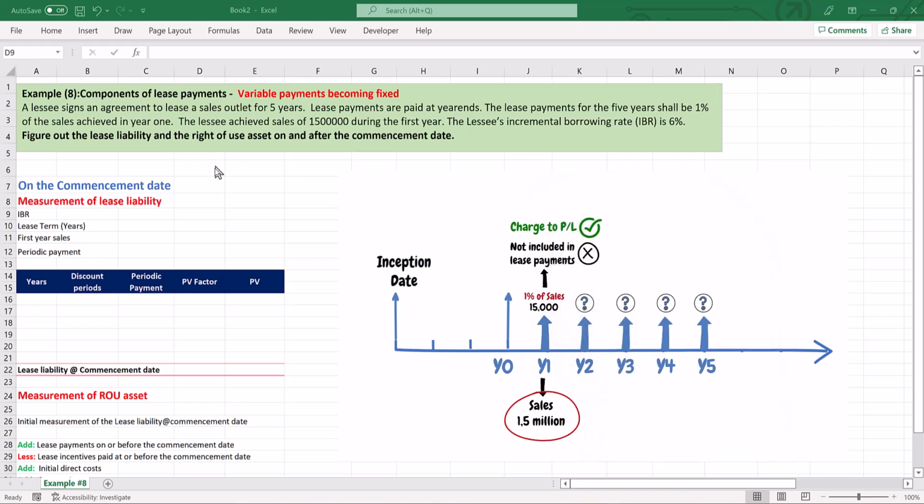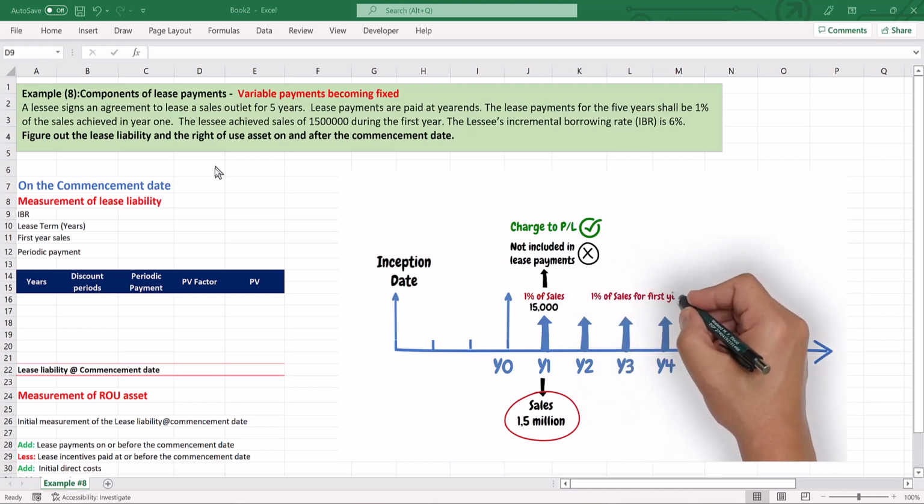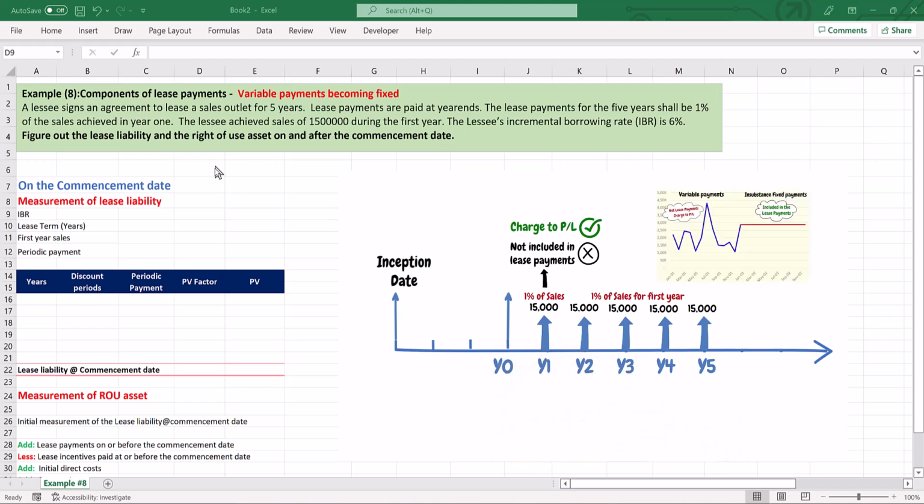Starting from the second year, the lease payments for the remaining years are calculated at 1% of sales achieved during the first year, which means that the payments for the remaining years will be fixed till the end of the lease and the variability is resolved. Therefore, a lease liability should be recognized at the end of year 1, which is the present value for the remaining 4 payments calculated as of the end of year 1.